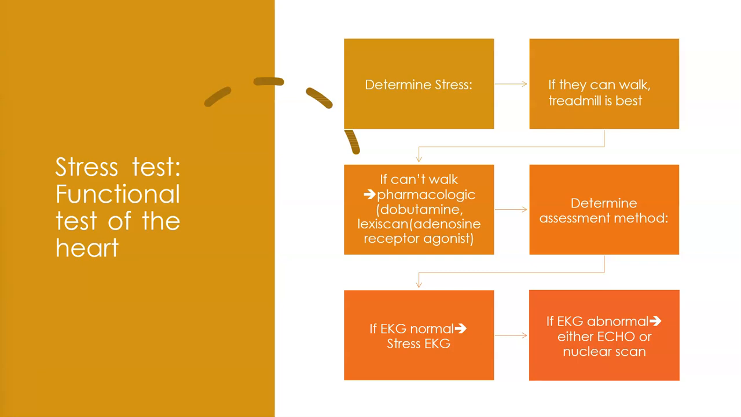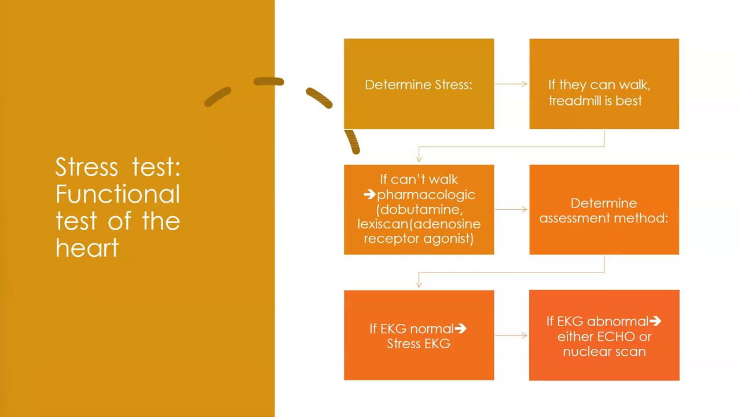The types of stress used are either exercise on a treadmill or a pharmacologic stress. The ways the heart can be monitored can be either EKG, echocardiogram, or a nuclear scan. If the patient can reasonably walk on a treadmill for the amount of time needed, then a treadmill stress test is ideal. If not, then a pharmacologic method, such as a dobutamine stress test or a Lexiscan, which uses adenosine to increase the heart rate to the target range, to observe its performance under stress, is ideal.